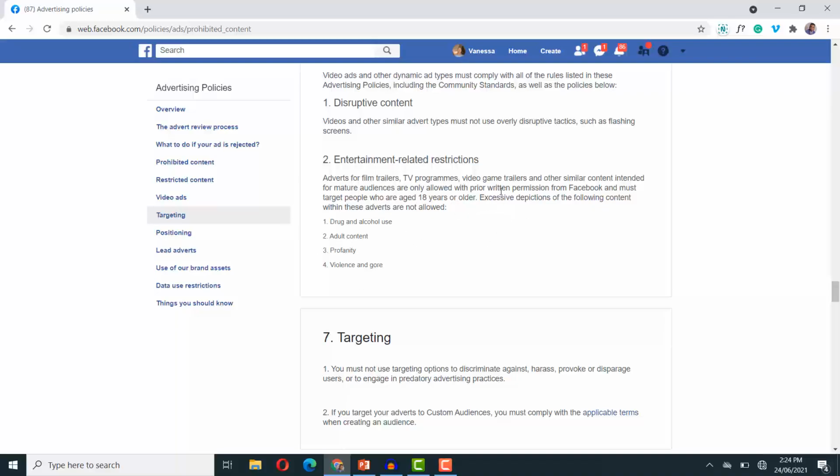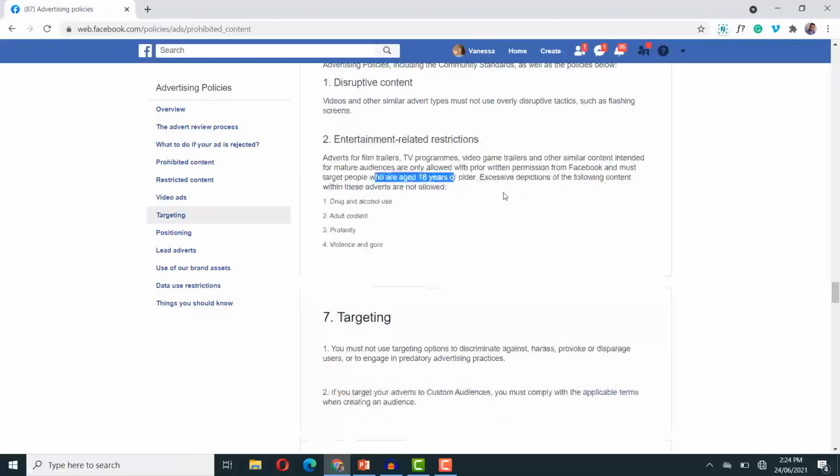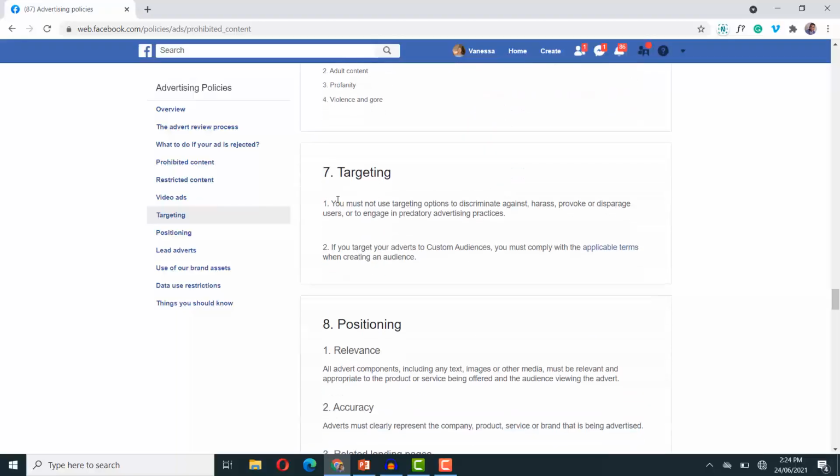You don't want to see the use of drug or alcohol, adult content, profanity, violence, and all of that in your film trailer or TV program, right? And since it's for mature audiences, you must get written permission from Facebook, and you must target people 18 years or older. Okay, so for targeting, you must not use targeting to discriminate against, harass, provoke, or disparage users, or engage in predatory advertising practices.